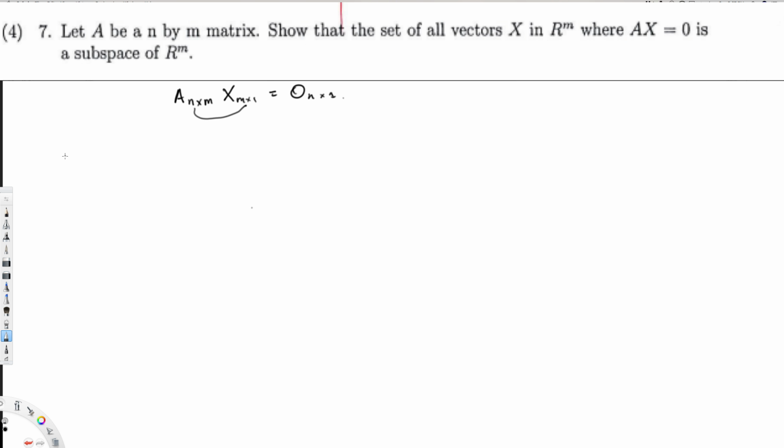To show that anything is a subspace of Rn, it has to fulfill three conditions. First of all, it has to have a zero element. The second one, it has to be closed under addition. And the third one, it has to be closed under scalar multiplication.